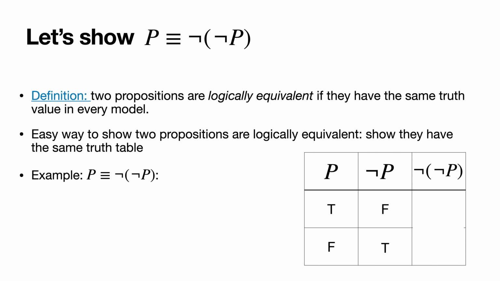And moving on to that next column, we can treat not not P as the negation of not P. So what we can do is just flip the value of not P. So when not P is false, not not P is true. And when not P is true, we're going to put a false there. Not not P is false. And looking at these two rows in the truth table, when P is true, not not P is true, and when P is false, not not P is false, showing that the two are logically equivalent.